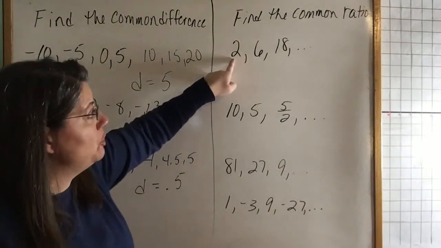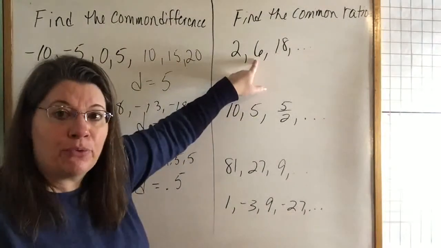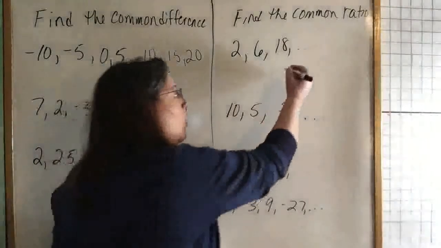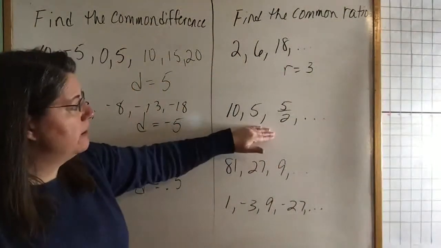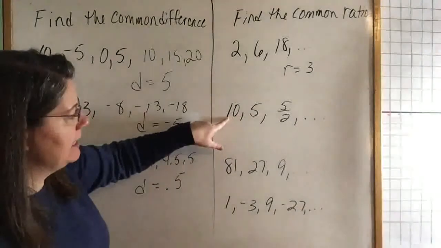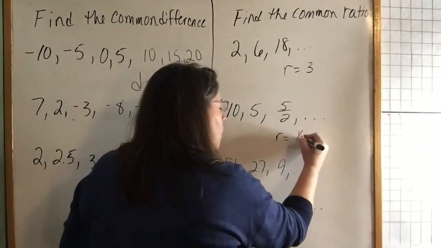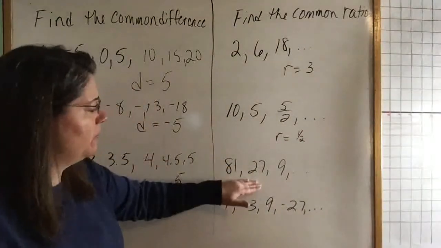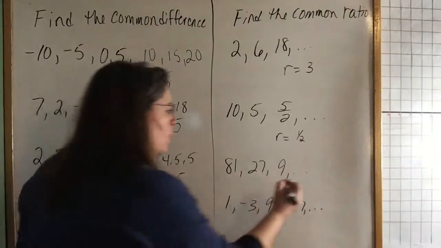6 divided by 2 is 3. 18 divided by 6 is 3. Here, the common ratio, or R, is 3. For this one, 5 divided by 10 is 1/2. So the common ratio is 1/2. For this one, 27 divided by 81 is 1/3.